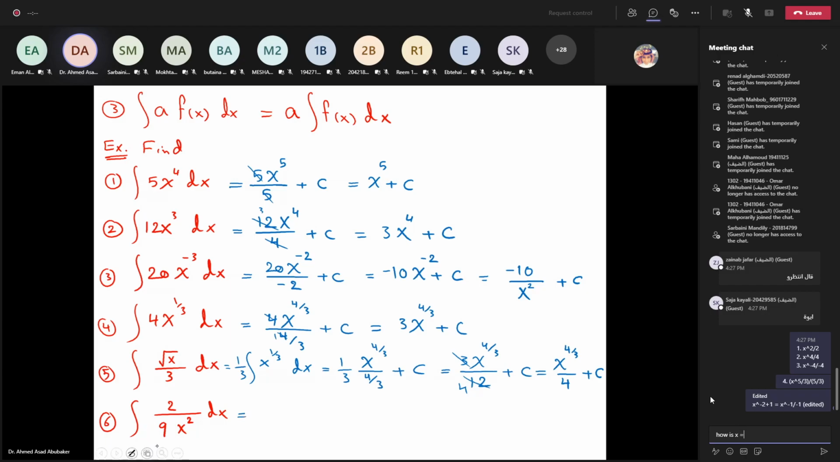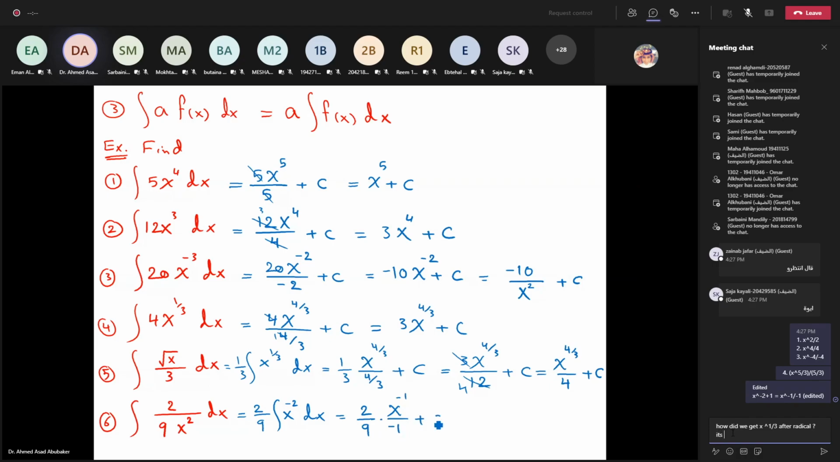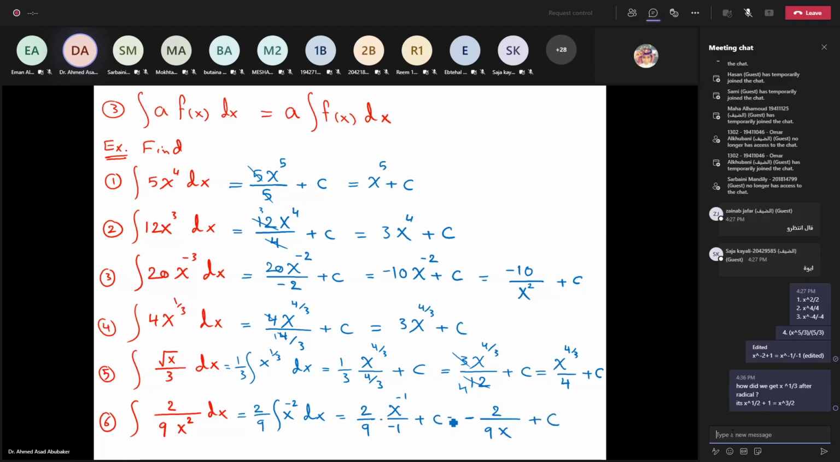If we have x in the denominator, we can put 2 over 9 outside and raise x squared to the numerator, so we have x to the power negative 2. Now 2 over 9 multiplied by x to the power negative 1 over negative 1 plus c. So we have negative 2 over 9x plus c. Okay. Any question?